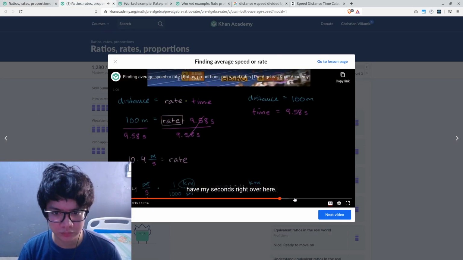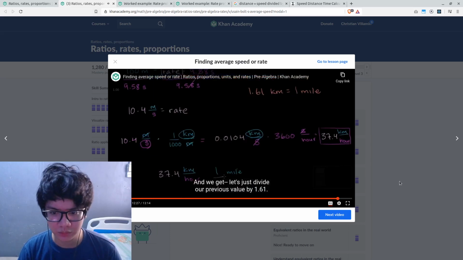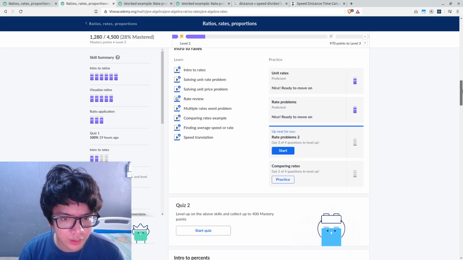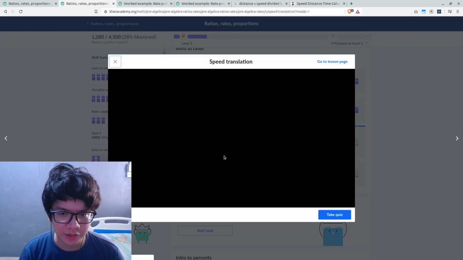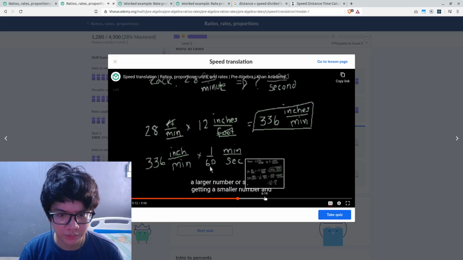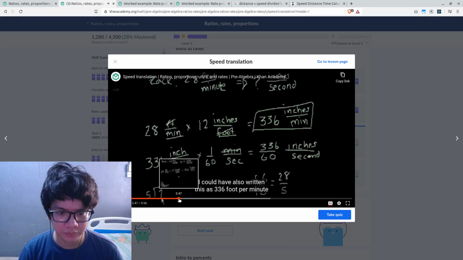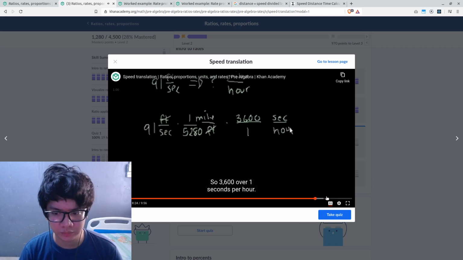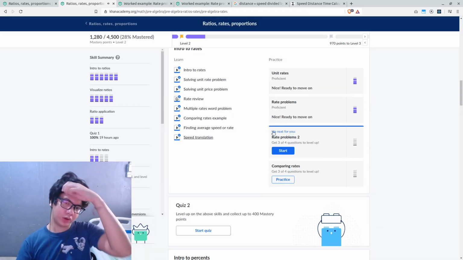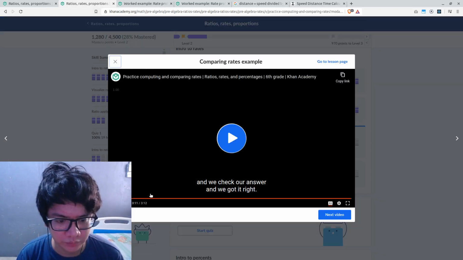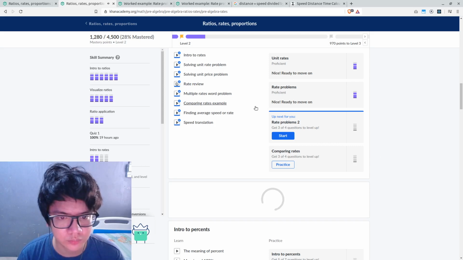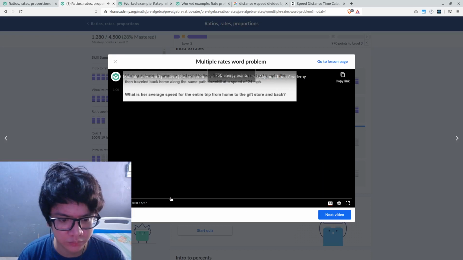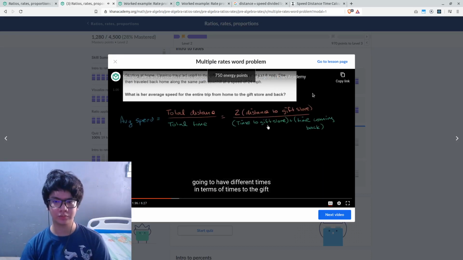Meter, kilometer. No, it's not this one. Speed translation. Larger number, or should I be getting this? And 30. I'm going to be going 12 times that many per hour. Use the calculator. This is hard. Right. So it's times in one, the time to the gift store and the time coming back.